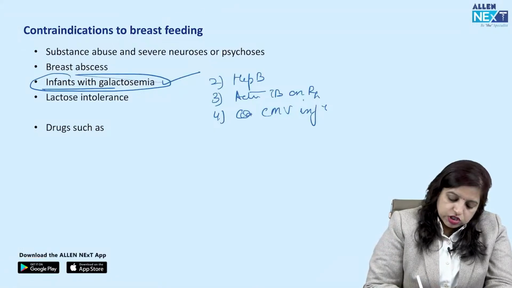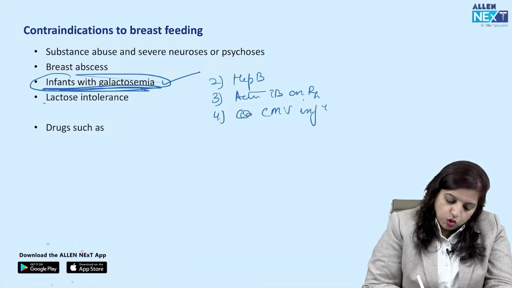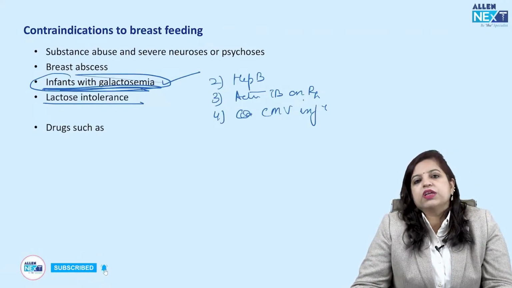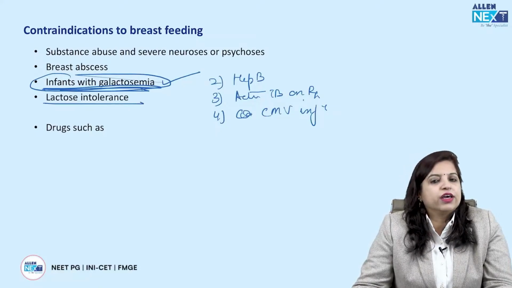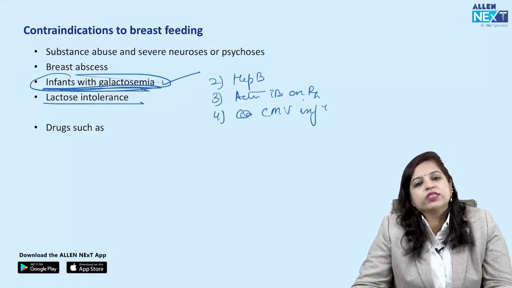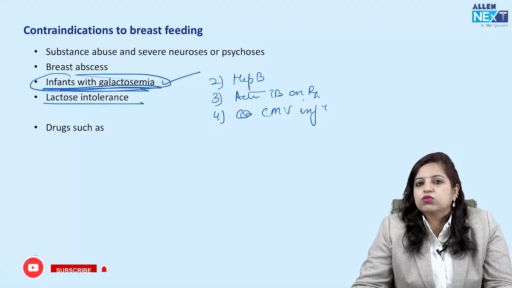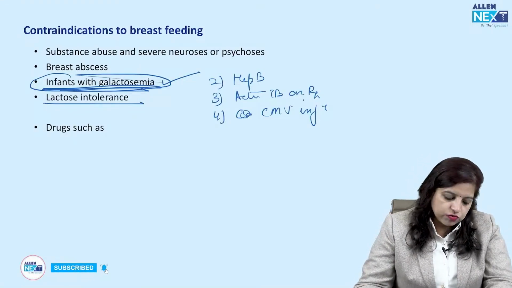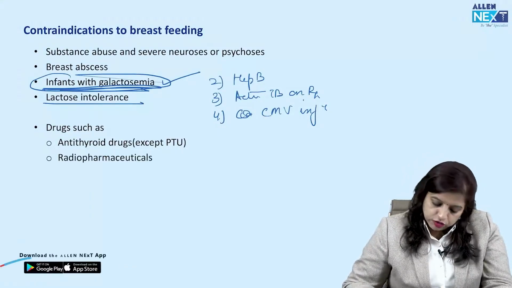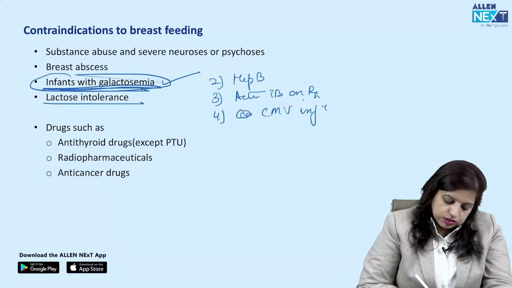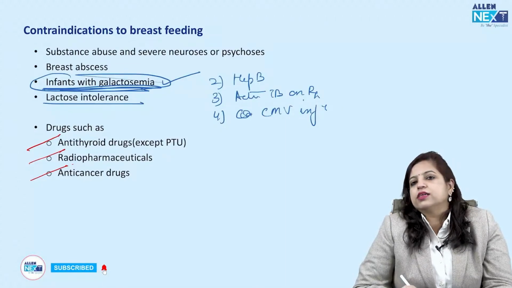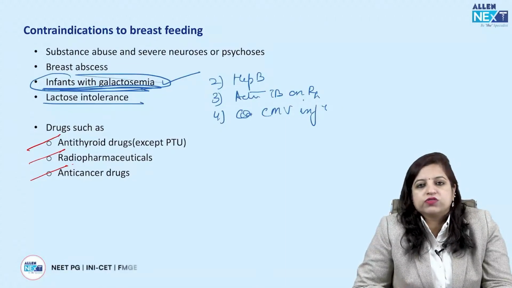So a straight away contraindication is when the child has galactosemia or lactose intolerance. Breast abscess is a relative contraindication because it's a painful process. Of course, we would like to defer breastfeeding for a certain time, but it is not an absolute contraindication. If the mother is doing some substance abuse or has severe psychosis or neurosis, again, that is a contraindication for breastfeeding. Drugs such as antithyroid drugs, except propylthiouracil, radiopharmaceuticals, and anti-cancer drugs: if the mother is on any of these drugs, then that is a contraindication for breastfeeding. So breastfeeding is not to be done.